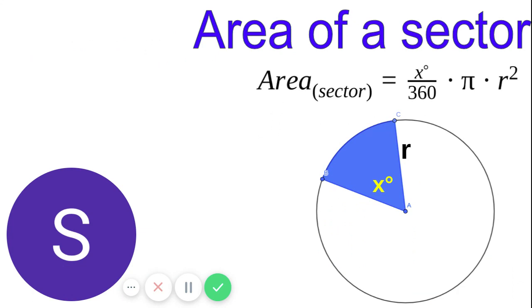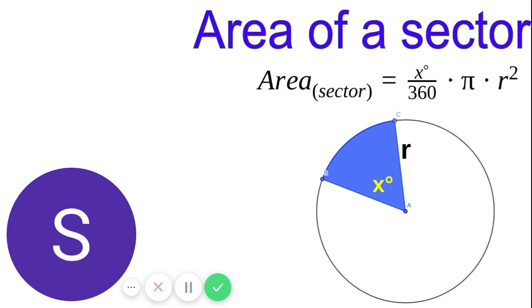So the area of the sector of a circle, and that's what you call a little piece of a circle that's not the whole circle, that's called a sector. And you would find the area of a sector by saying x over 360 times pi times radius squared.